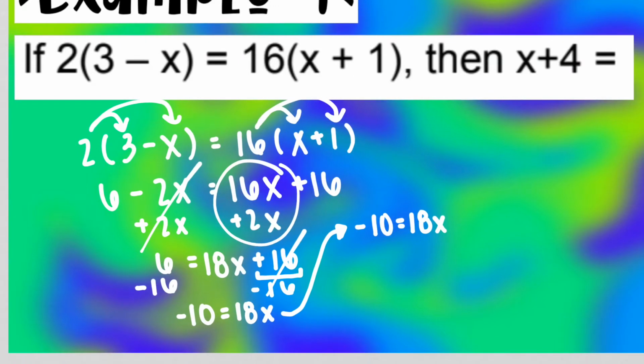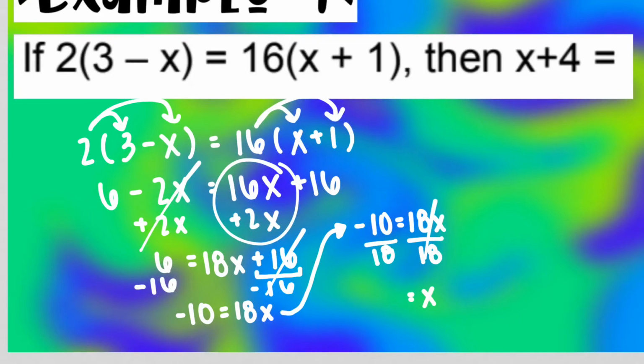Now I'm running out of room a little bit, so I'm going to continue up here. So I have negative 10 is equal to 18x. I need to divide by whatever is in front of the x. So I'm going to divide both sides by 18. 18 cancels out on the right, and I'm left with x is equal to negative 10 over 18. Now, I do want to reduce it. I don't want a mixed number. I can leave it improper, but I do want it to be a reduced improper. So I'm going to divide the top and the bottom by 2. So I'm left with negative 10 divided by 2 is 5, 18 divided by 2 is 9.